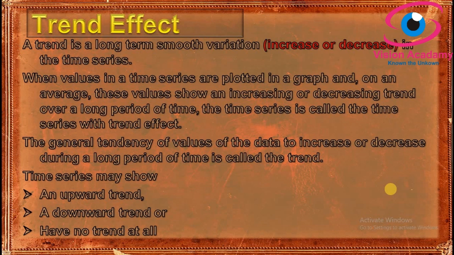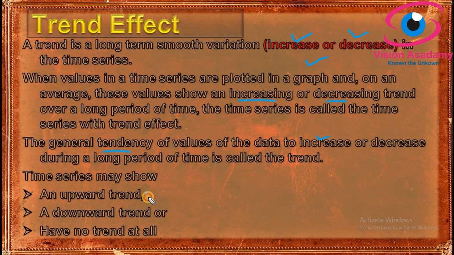So what is trend effect? You may have seen people use the word trend often, which means a trend may be an increase or decrease in anything. This can be termed as trend effect, which means increase or decrease in any data. Sometimes we plot values in a graph, or an average or whatever. There you may see an increasing or decreasing trend over a long period of time. So this can be termed as trend. Normally trend effect means it is a tendency. It is just a tendency in the values of data, maybe increase or decrease, during a long period of time. This is called trend effect.